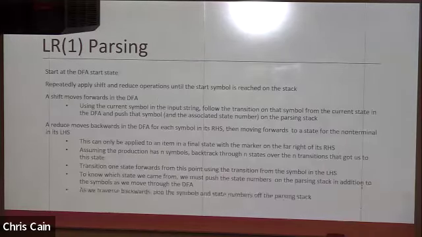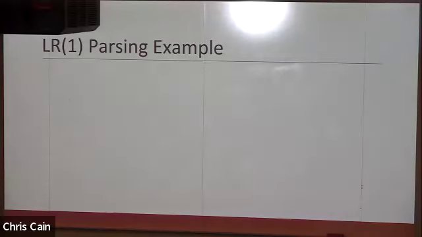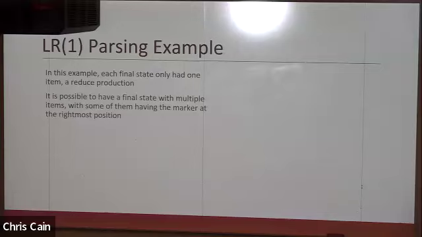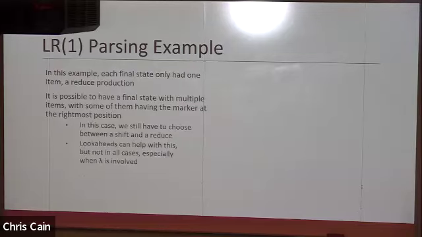All right, so we talked about this, we talked about the example. Each final state only had one item in it, a single reduce, but it is possible to have a final state with multiple items, some of them having the marker at the rightmost position and some of them not. So it would be a final state only for the production for which we could reduce, but we may be able to move forward from there in other cases. So in this case, we would still have to choose between a shift and a reduce, which tells us that it's not LR1. So yeah, lookaheads can help with this, but not in all cases.